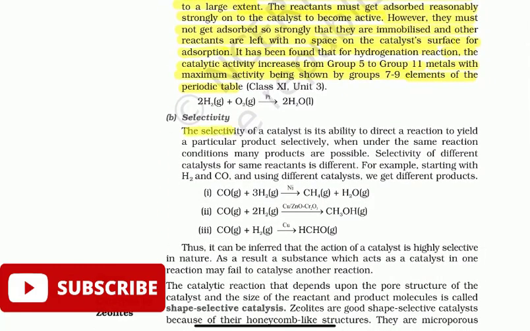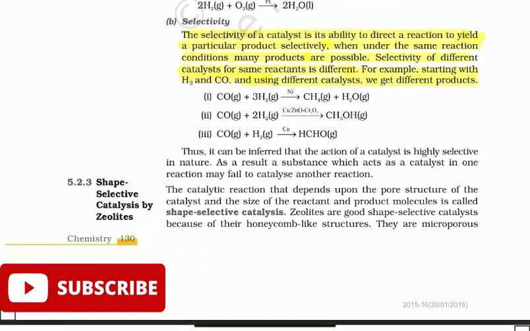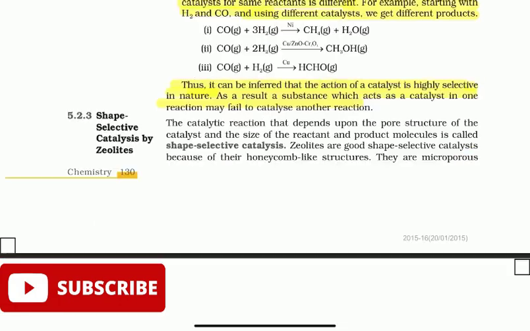B. Selectivity. The selectivity of a catalyst is its ability to direct a reaction to yield a particular product selectively, when under the same reaction conditions, many products are possible. Selectivity of different catalysts for the same reactants is different. For example, starting with H2 and CO and using different catalysts, we get different products. Thus, it can be inferred that the action of a catalyst is highly selective in nature. As a result, a substance which acts as a catalyst in one reaction may fail to catalyze another reaction.